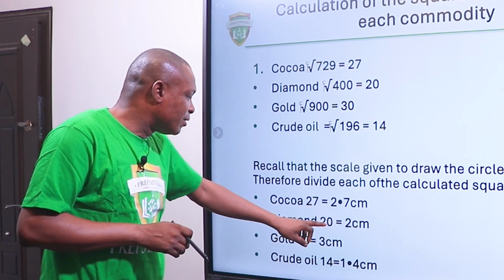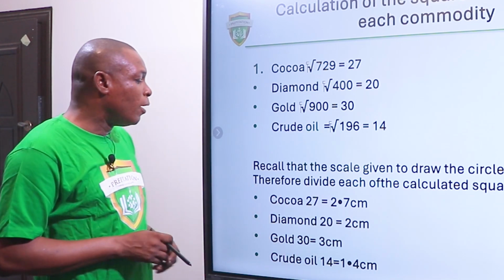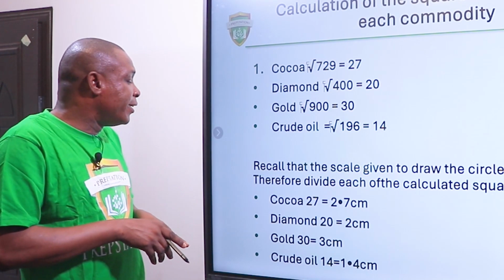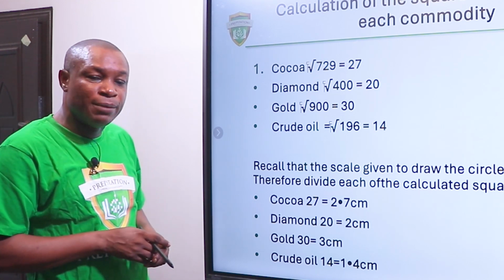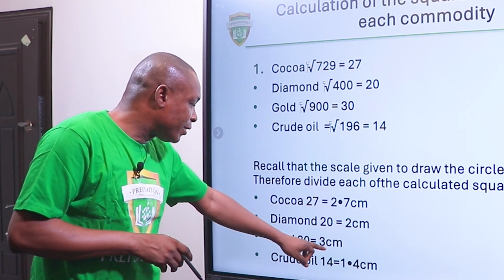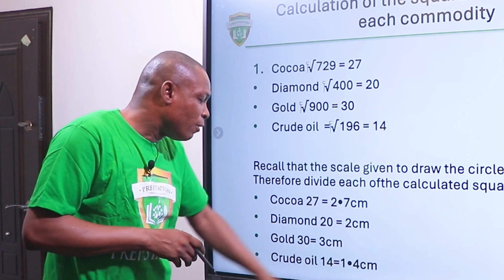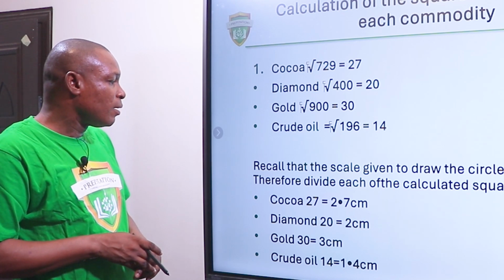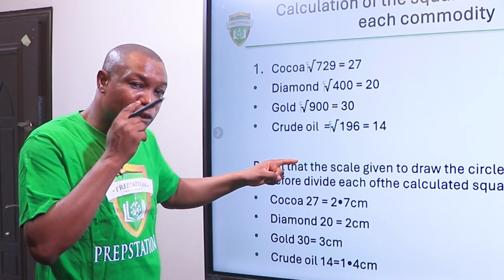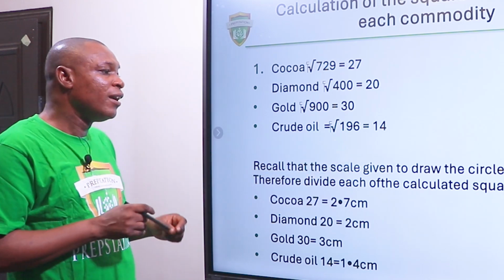Diamond, which is 20. When you divide 20 by 10, you have a circle radius of 2 centimeters. That means the circle for diamond should be 2 cm. And then you have gold, 30 divided by 10, you have 3 cm, and crude oil, 14 divided by 10, you have 1.4 cm. Why are we dividing by 10? Because the scale of 1 cm represents 10 units as given in the question.